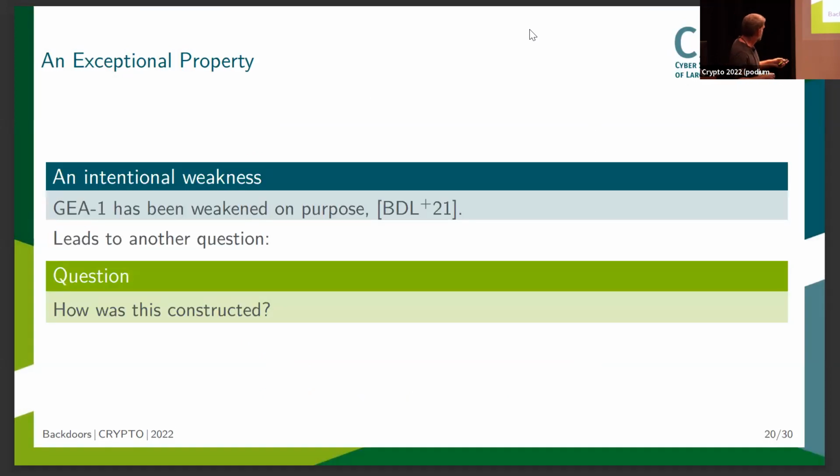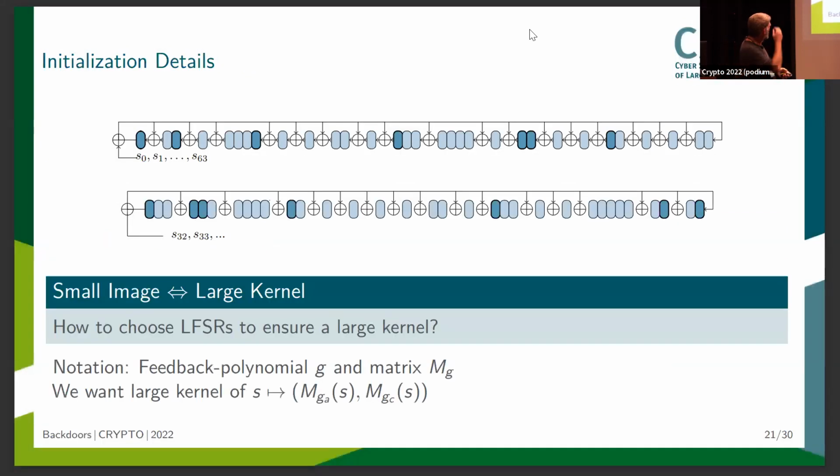Okay, and these are 2 points. The question I want to answer is, how was this constructed? So we don't know, right? Basically, we have one way to construct this, but if this is the way they did it, who knows? Okay. So we have to look at the initialization, because this is the thing that makes it weak.